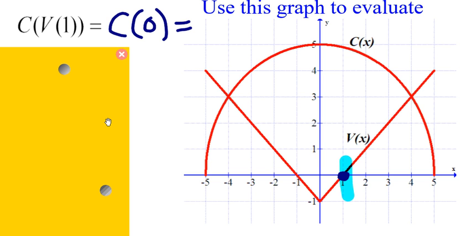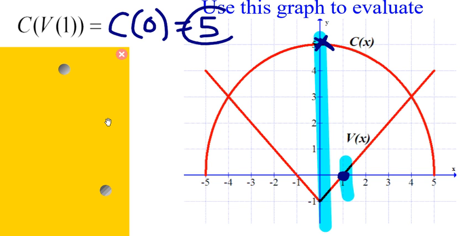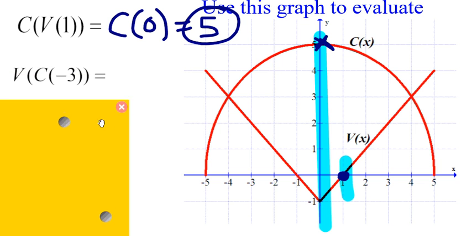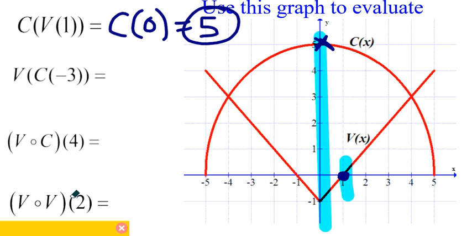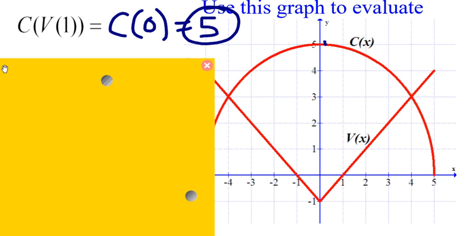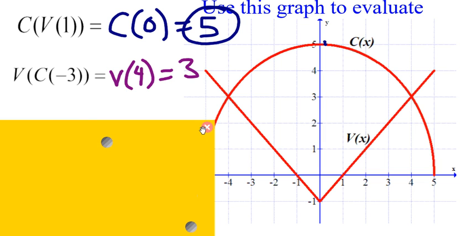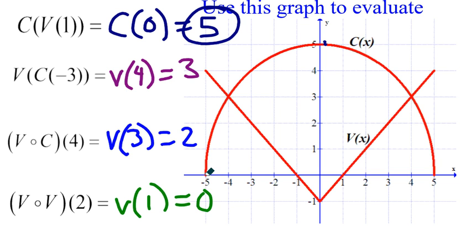And so I go to the x value being 0, and I see what the y value is on the c function. You can see right up there, that answer is 5. All right, try these for me and see what you get. All right, so I got 3, 2, and 0.